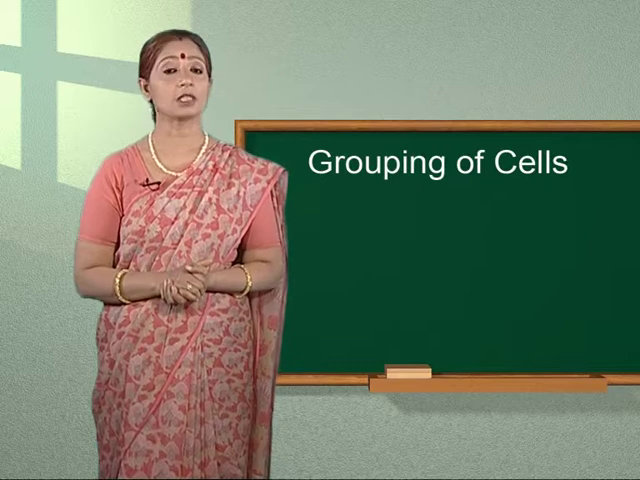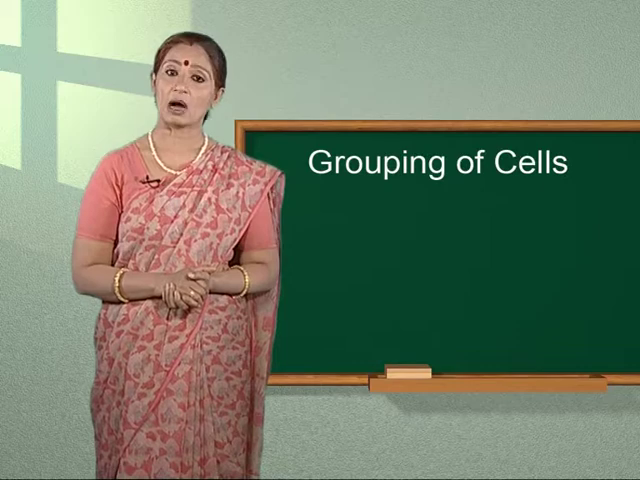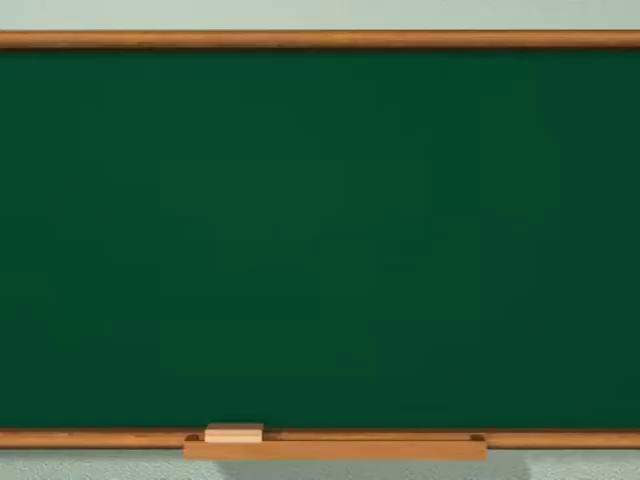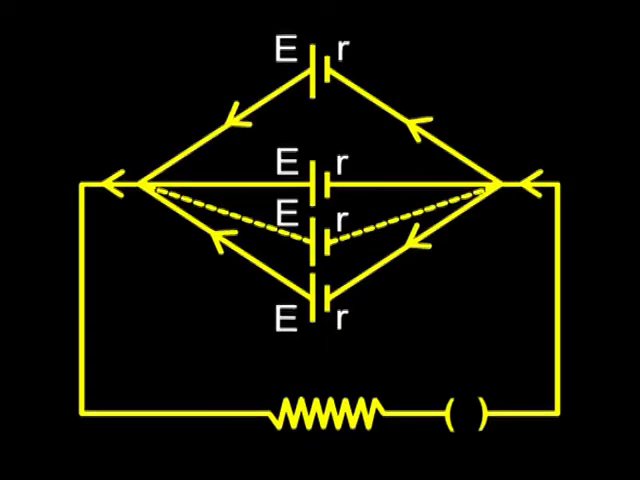This was all for the series combination of identical cells. We will now consider the case of grouping of identical cells in parallel. Let there be m identical cells, each of EMF E and internal resistance r. Let them be connected to the external resistor of resistance R as shown in this diagram. Then the cells are connected in parallel.